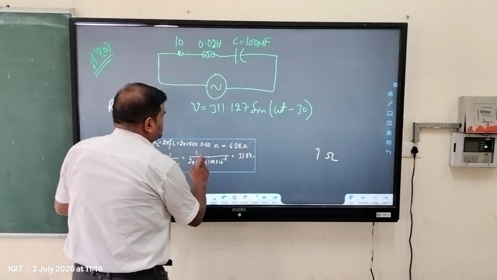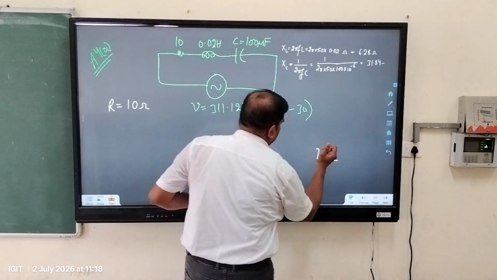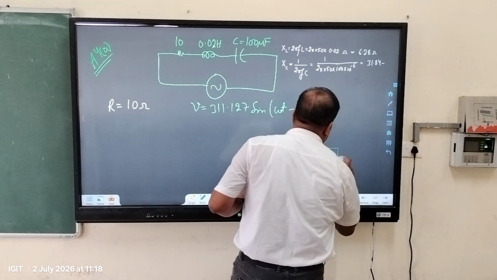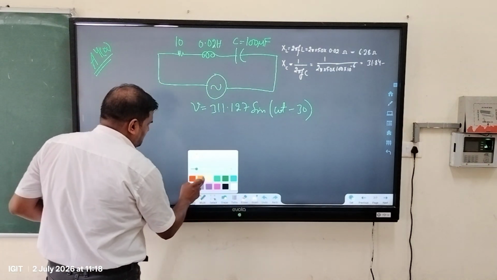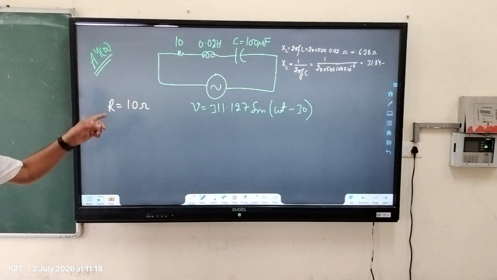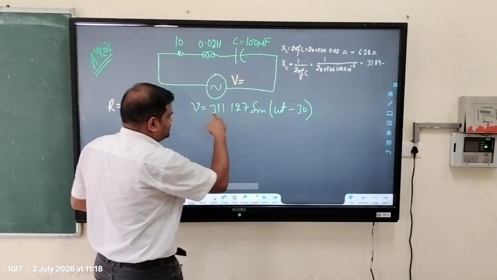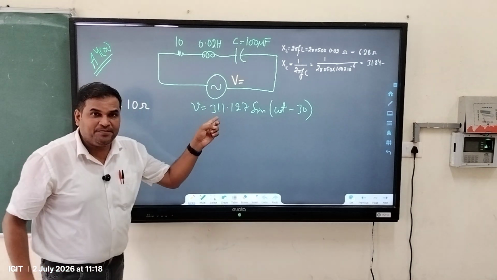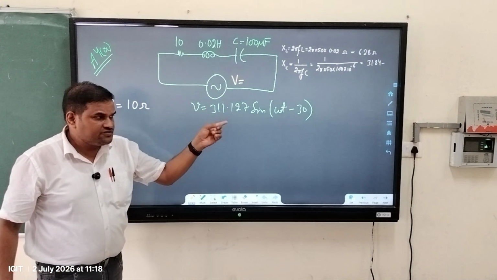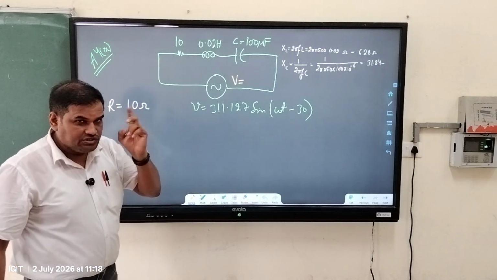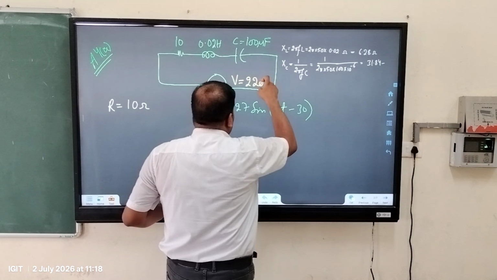Right, so we can just keep it aside because that will be required later. The resistance value is 10, correct? Now, what is the value of the voltage? The value of the voltage given is the peak value. The RMS voltage is this peak value divided by root 2. You will find it is nearly exactly 220 volts.